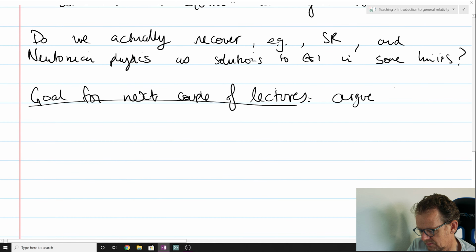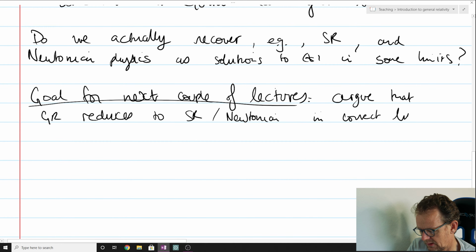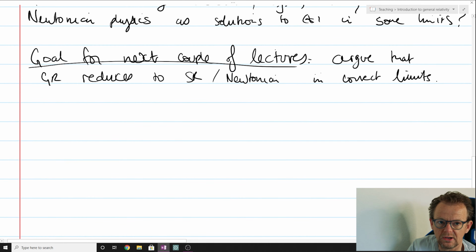And our goal is to argue that GR reduces to SR or Newtonian physics in the correct limits, because already discussing what we mean by a limit will be slightly complicated. We'll clarify this later. Let's start by looking at some of the consequences of various limits.